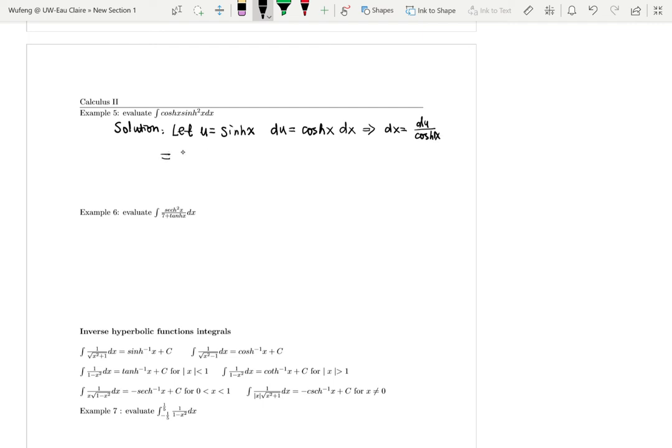So now you put it back, which is hyperbolic cosine x. This will be canceled, as we know that. u squared times du over hyperbolic cosine x. And that will give you 1/3 of u cubed plus c. And put the u back into the x, so 1/3 of hyperbolic sine x cubed plus c.